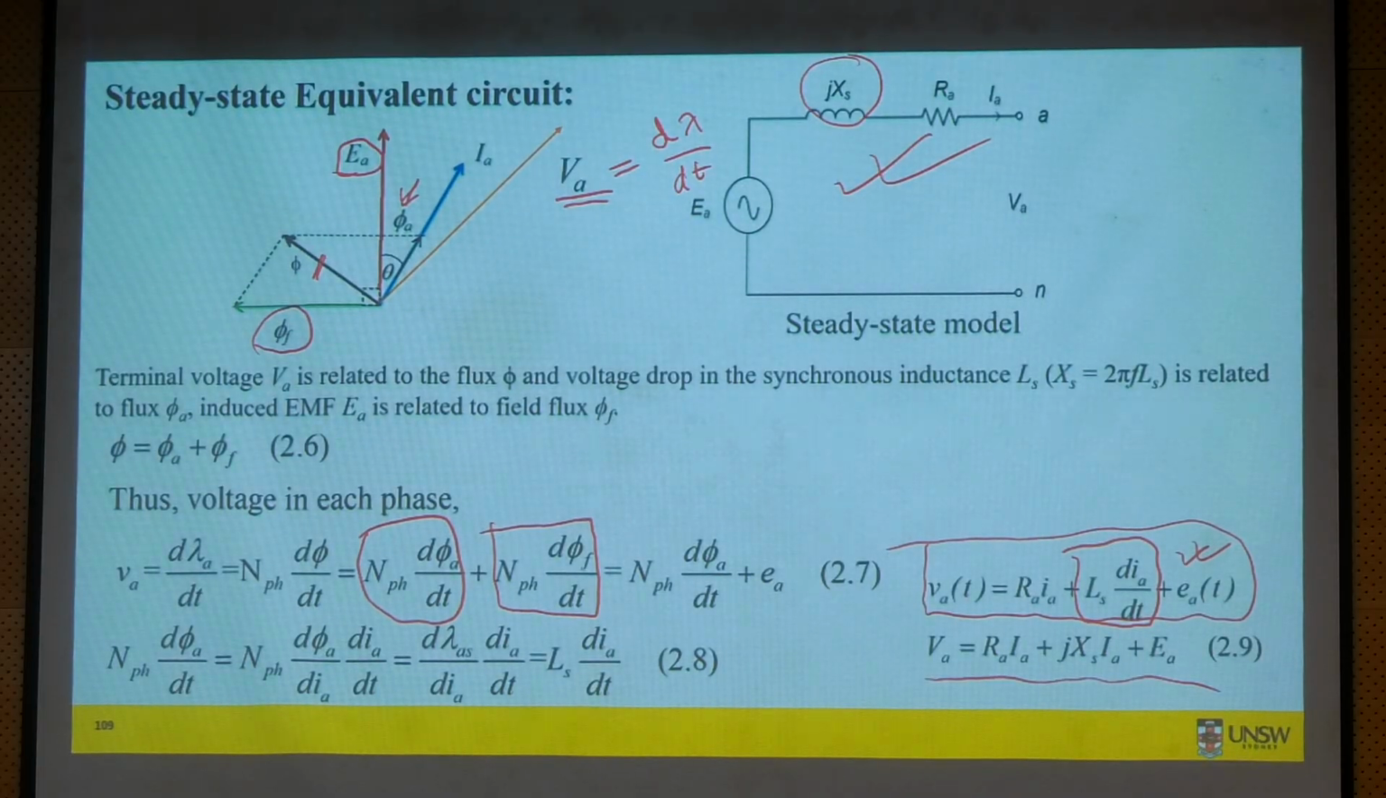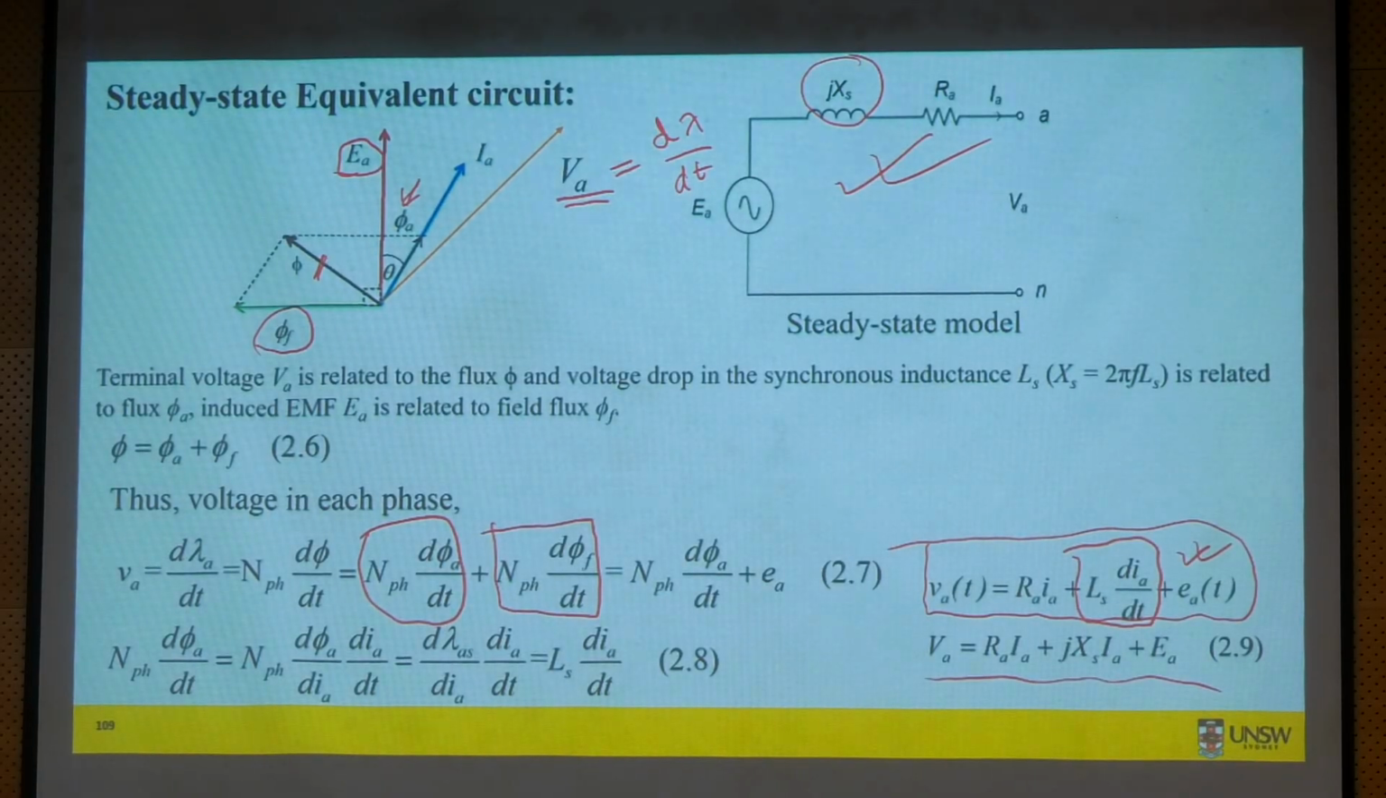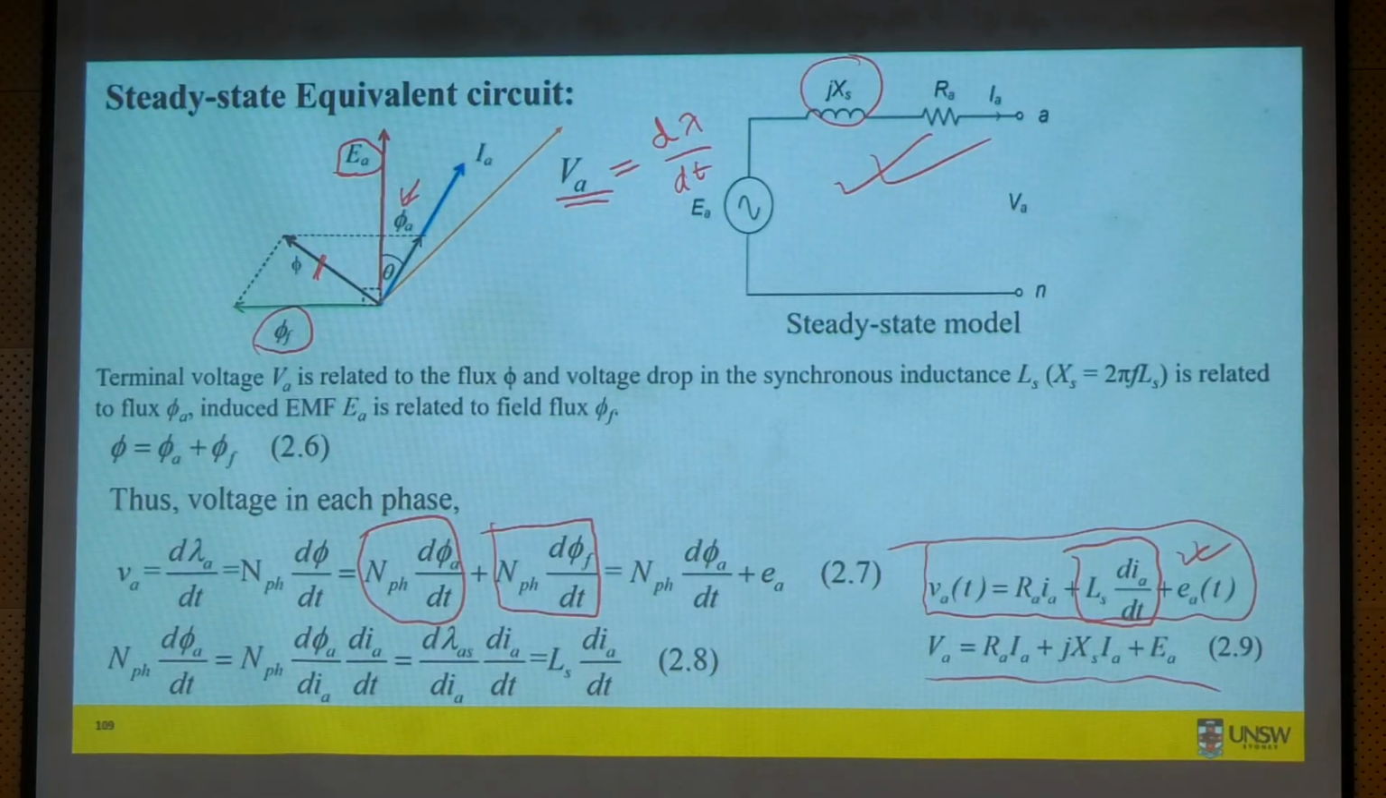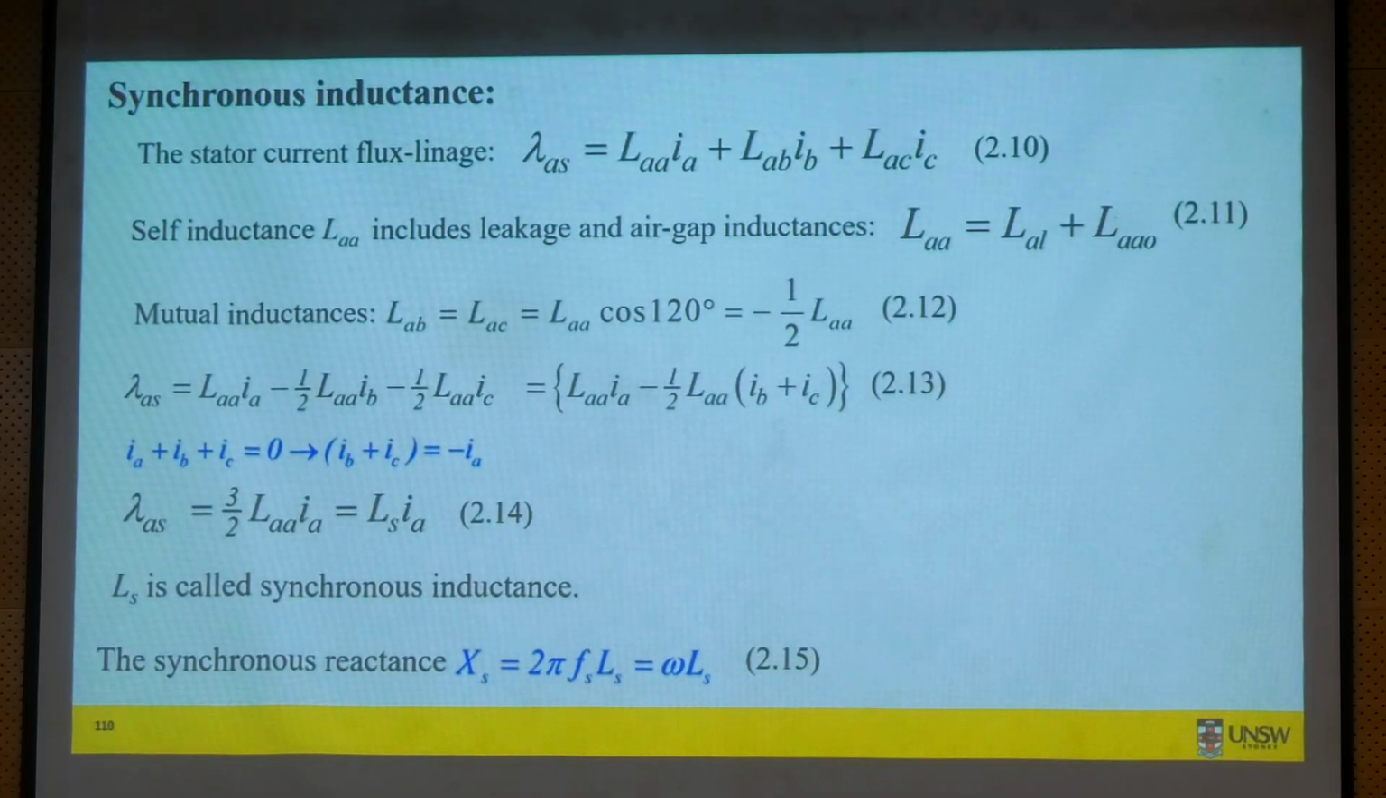And this one we have developed for a uniform air gap synchronous machine. We haven't considered the salient pole case. So how is the synchronous inductance different from self and mutual inductance? Anyone remember? No? So let's look at where the synchronous inductance comes from.